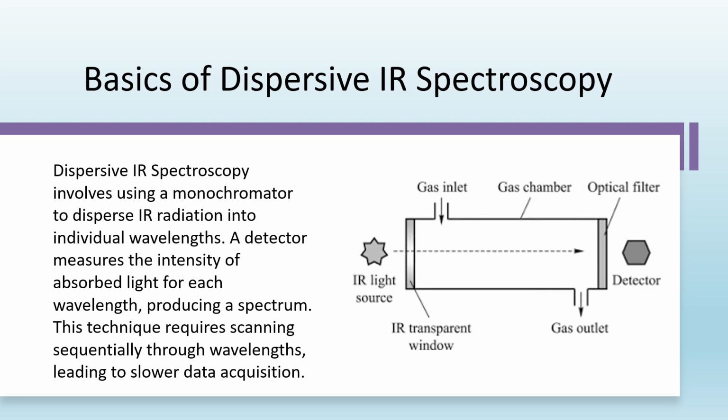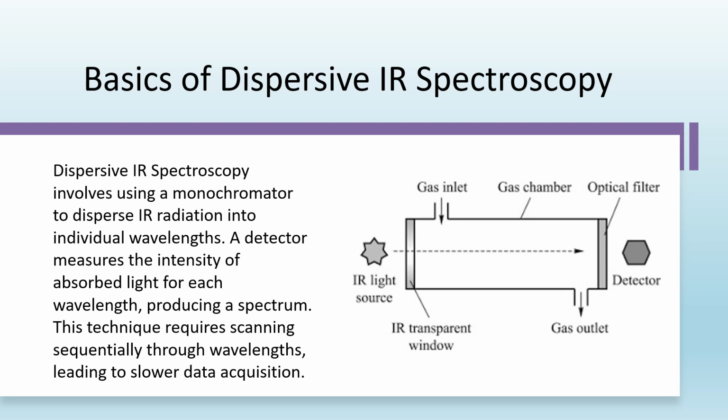Now, let's explore how dispersive infrared spectroscopy works. This method relies on a device called a monochromator, which separates infrared radiation into individual wavelengths. The detector then measures the intensity of light absorbed by the sample at each wavelength, and this data is used to produce a spectrum. However, there is one important consideration.